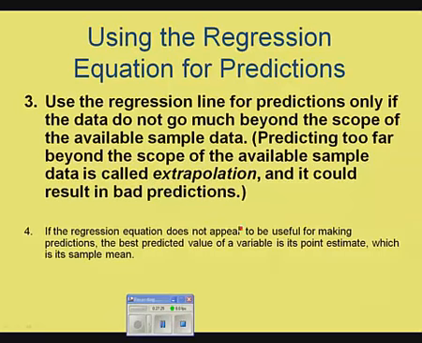If the regression equation does not appear to be useful, then the best predicted value of a variable is its point estimate, which is its sample mean. So don't forget that we already have a way of making an estimate. This is another way of making an estimate, a regression equation. But we also have the sample mean. And that's sometimes the best you could do. Matter of fact, that's what you guys were doing here when you said, I want to stay near 100. Because that's the mean. So those of you that said that, that's very sound advice.